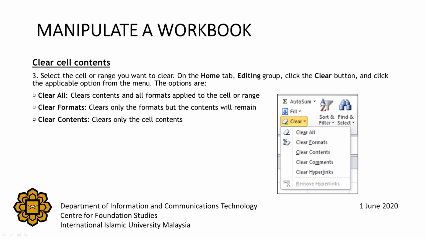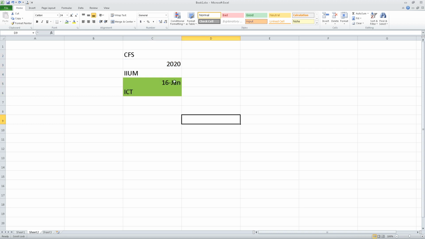The next method is to select the cell or range that you want to clear by using the Clear button. We have a few options here. The first one is Clear All, the second is Clear Formats, and the next one is Clear Contents. Other than using the Clear button from the Home tab, you also can use your mouse. So go back to our Excel. For example, I want to clear C2 and C3.